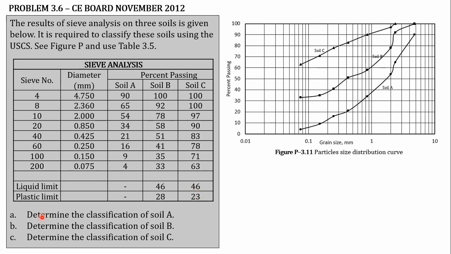So here is the question. Let's determine the classification of soil A, and B is determine the classification of soil B. C is determine the classification of soil C.